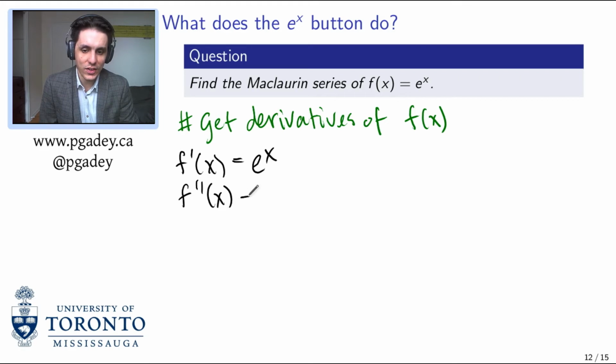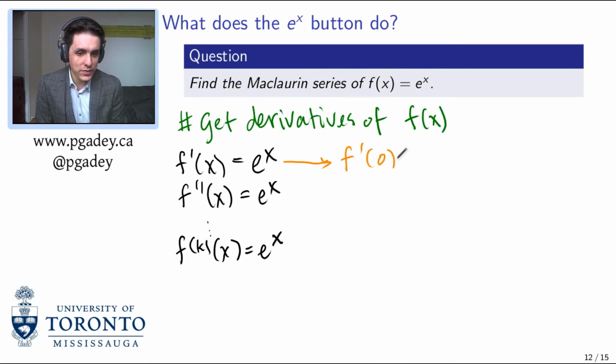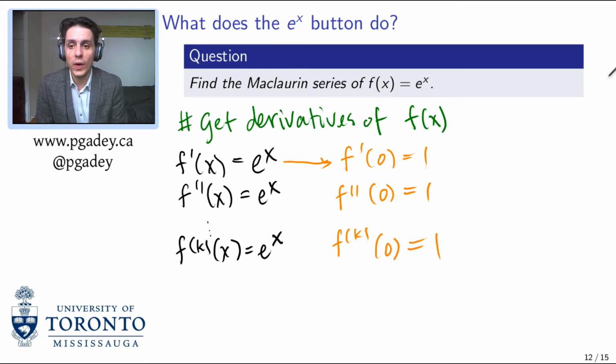Our second derivative is going to be e to the x. Wait, there's a pattern here. Our kth derivative is going to be e to the x as well. Okay, now we'll evaluate these. When we evaluate, we get f prime of 0 is 1, f double prime of 0 is 1, and all the way to the kth derivative is going to be 1.